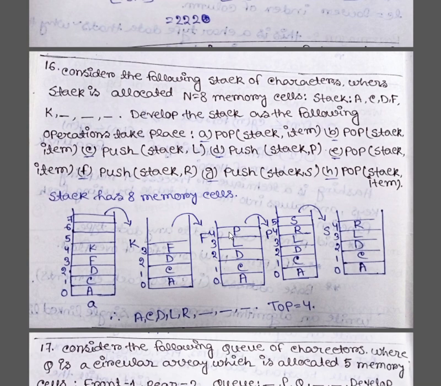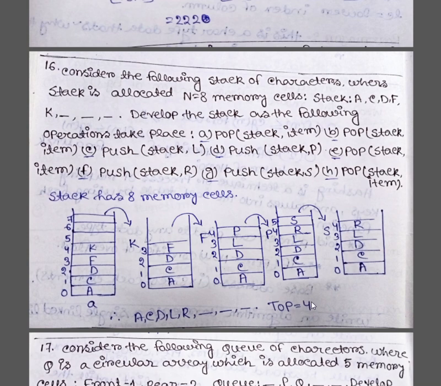Then we have to pop, so P will be popped out. Then we have to pop again. Then we have to push R, so R is pushed here. Then we push S, so S is pushed, and then we have to pop the item. R will be here, S will be popped. So this is our ultimate stack condition: A, C, D, L, R are the ultimate stack contents, and these three are void.